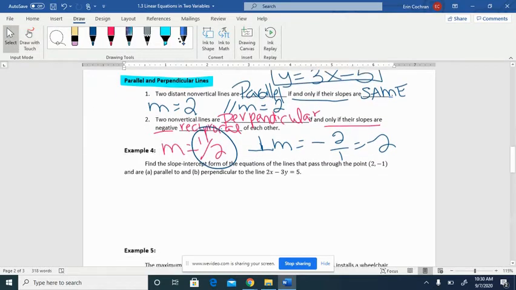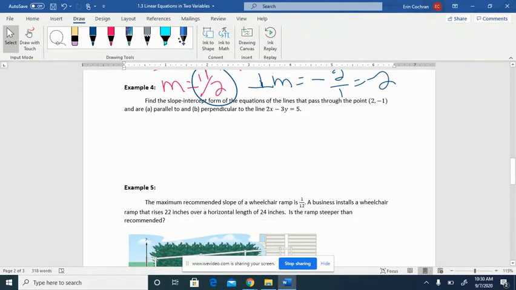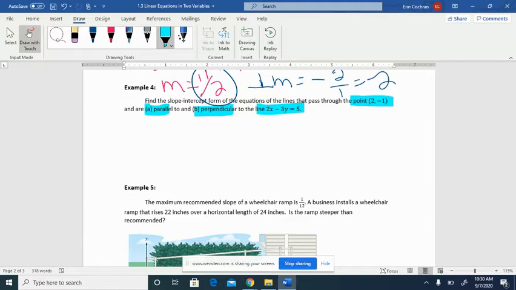Okay, all right, example 4. Find the slope-intercept form of the equation of the lines that pass through the point. So we have a point of 2, -1 that is parallel and perpendicular to the line of 2x minus 3y equals 5. Well, to be parallel and perpendicular, we need to know something about the slope, okay? So we need to find the slope of this line. And to be able to find the slope of that line, you have to put it in slope-intercept form. So let's solve for y.